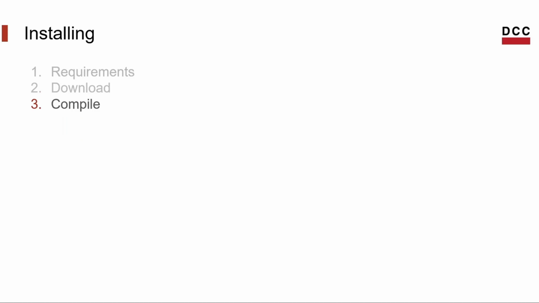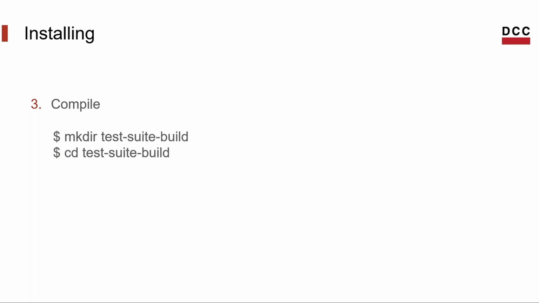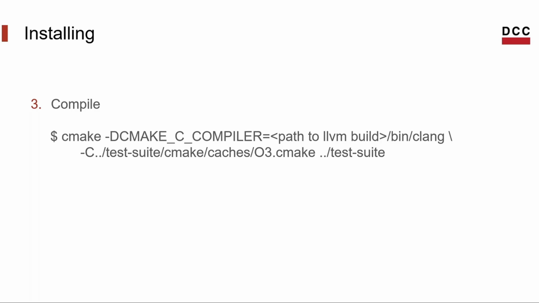Okay, now we have the source files. Let's learn how to compile them. The first thing we need to do is create a folder for our build. So here we create the test suite build, and inside this folder, we will configure the compilation files by using CMake, passing the path to my compiler.